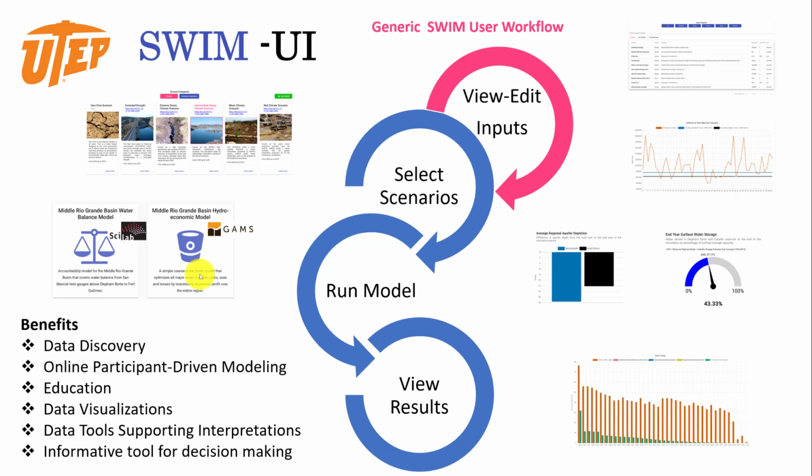So first, the user needs to select the model that they want to use. So they select the scenarios, they can change the inputs, and then they have access to run the model on the fly, right? So they would just put in some description, a name for their model. Depending on what model you're using, it may take from a few seconds to a few minutes to execute.